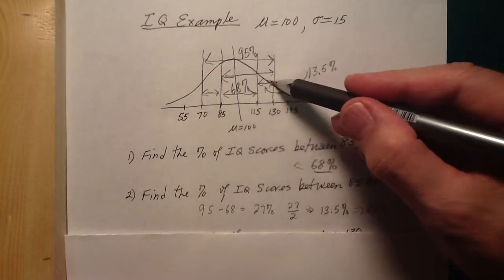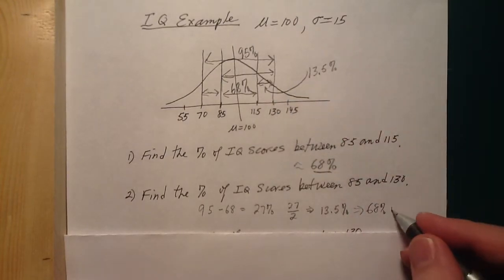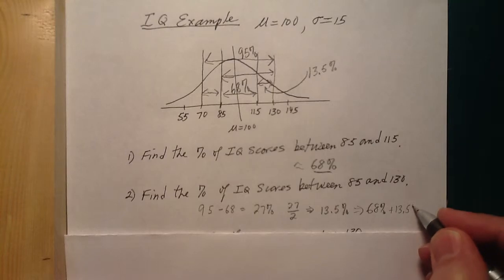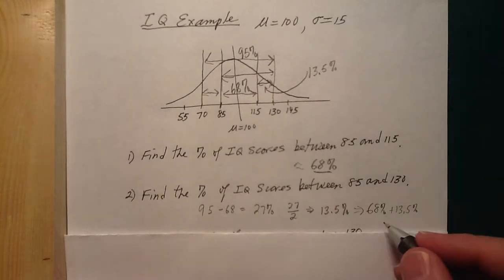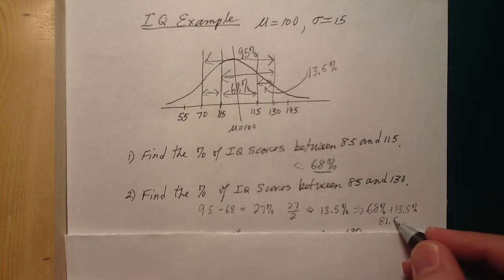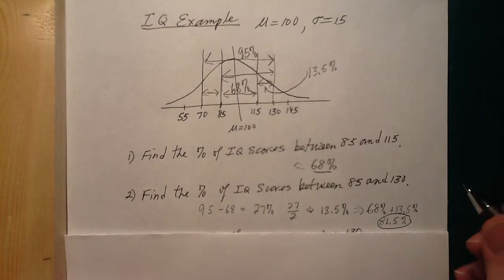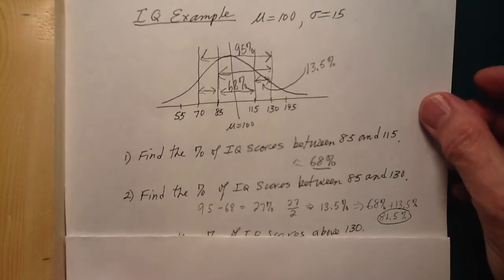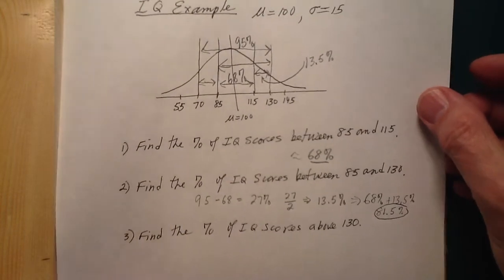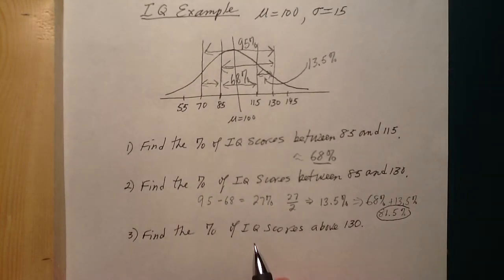And we have 13.5% between 115 and 130. So we should add those together, and that gives us a total of 81.5%. So that would be the answer to the second question. Now we do have one more question here, and that is to find the percent of the IQ scores above 130.